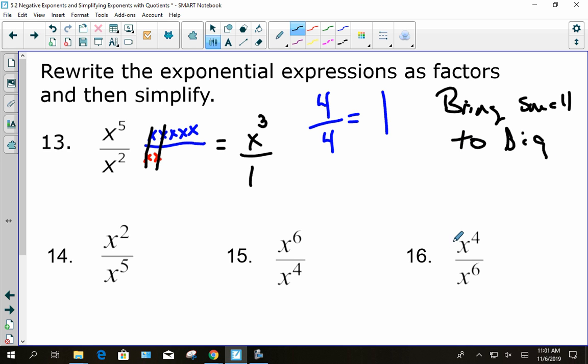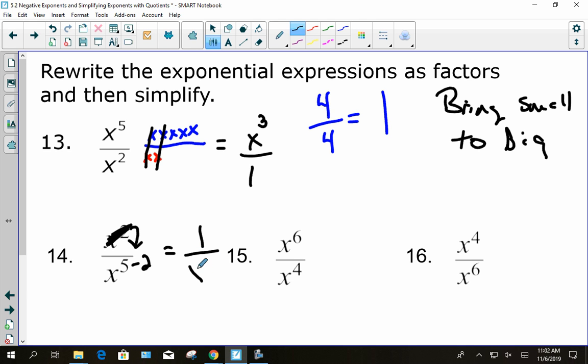What does that mean? Bring the smaller number to the bigger number. So same numbers on top or bottom. What's smaller, 2 or 5? 2. Now, when this moves across the fraction bar, what happens to it? It changes the sign. It becomes negative 2. So this goes away, and now I have 1.